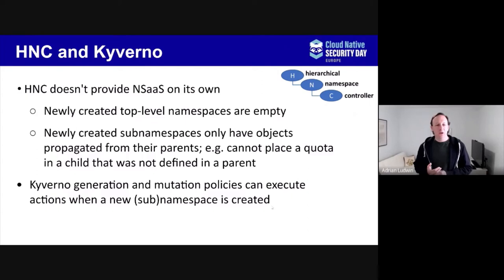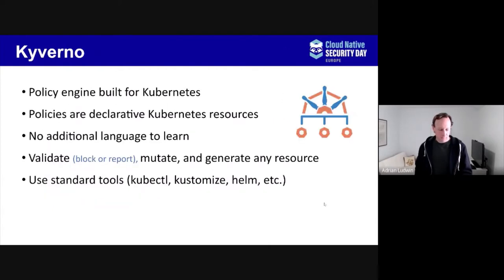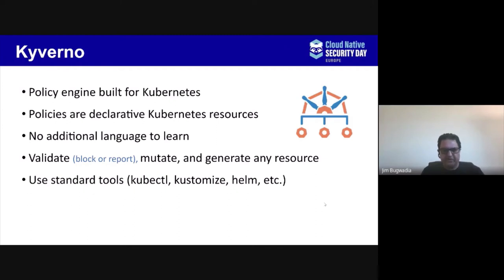But with Kyverno, you can use its generation and mutation capabilities, which can execute actions when you create a new namespace or sub-namespace. And the two of these together can give you a big piece of the namespace as a service picture. So very briefly, Kyverno is a policy engine designed for Kubernetes, where policies are just modeled as Kubernetes resources itself.